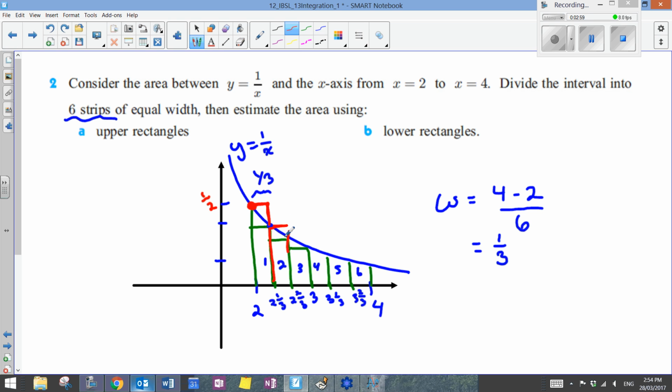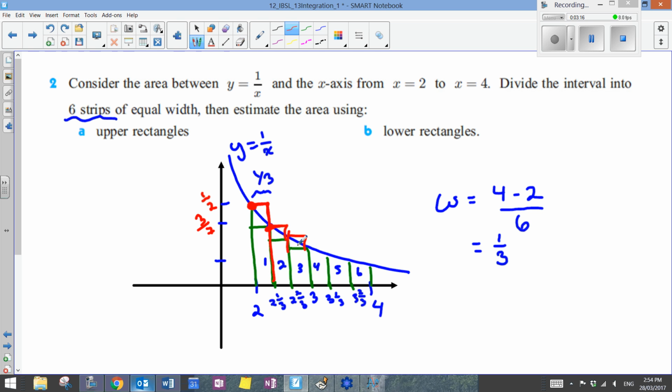And then that pattern would continue. If I look at my second height, this has an x value of 2 1/3, which would be 7/3. So 1 over 7/3 would be 3/7. And then I could continue to find the heights.